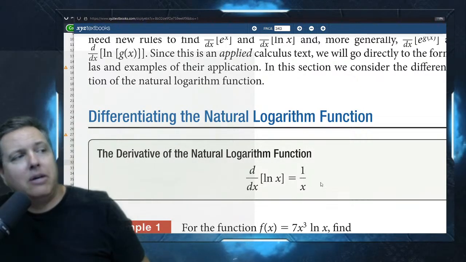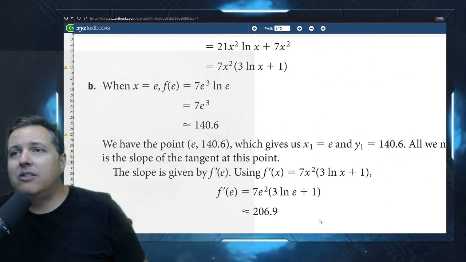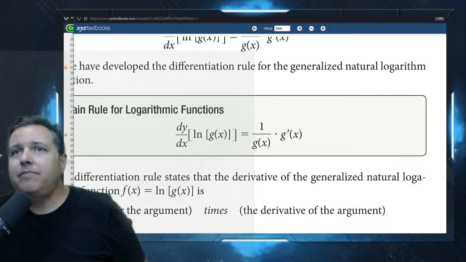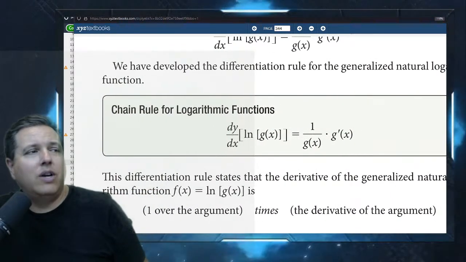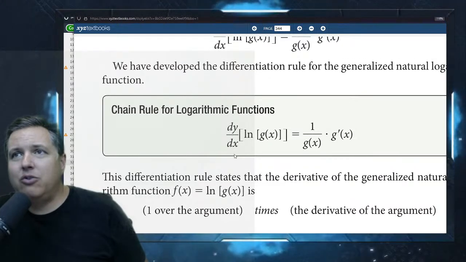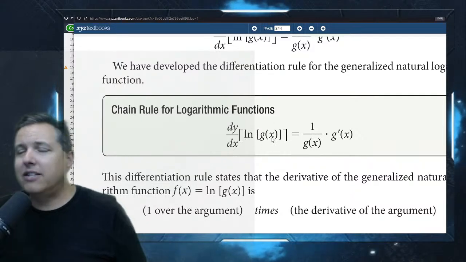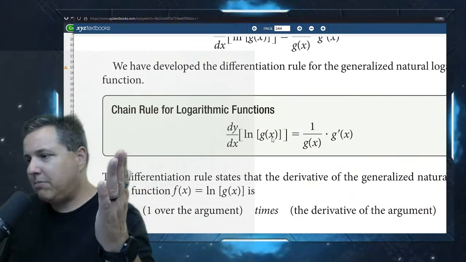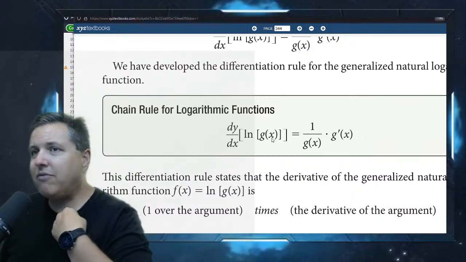We're basically going to build on this right here and come up with something that's more complicated. So that's what this next one is. This is the chain rule for logarithmic functions. So what is this saying? This is saying if we take the derivative of y with respect to x of the natural log of g of x. In other words, the formula that I just gave you a few minutes ago was just straight up natural log of x, right? Nothing complicated, nothing fancy.